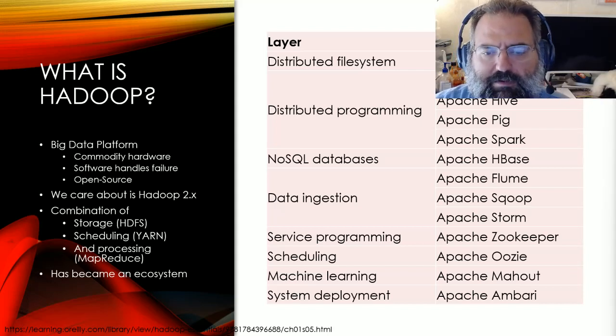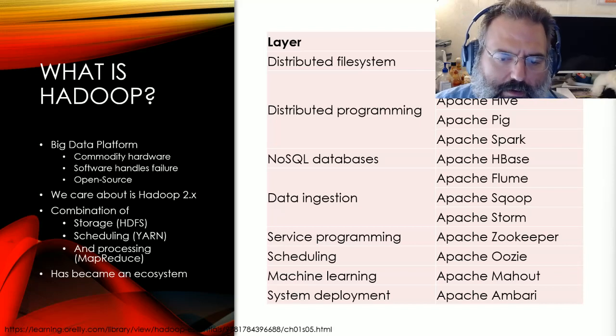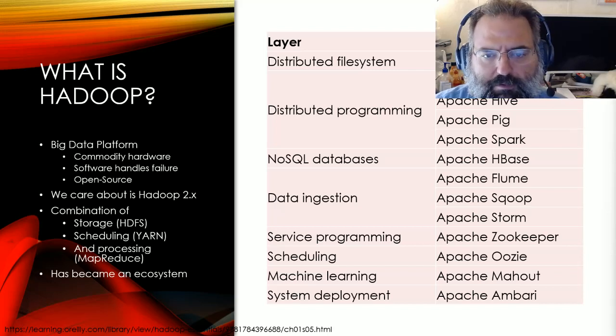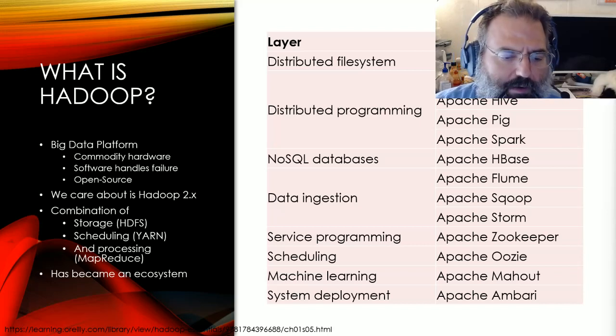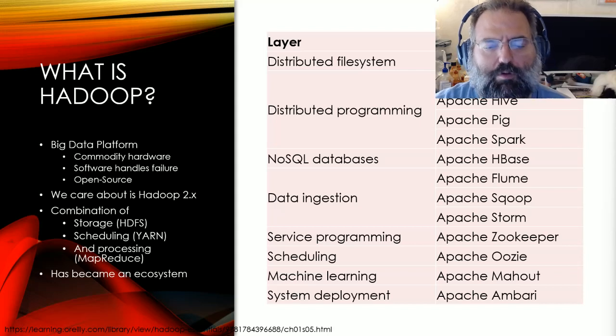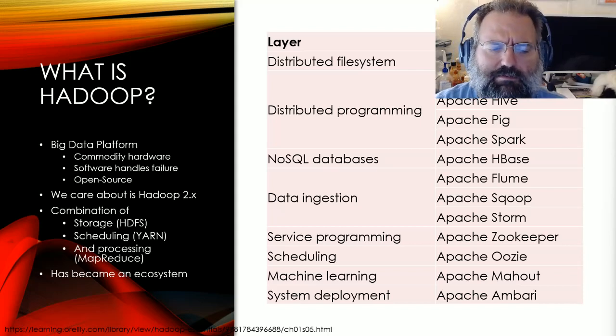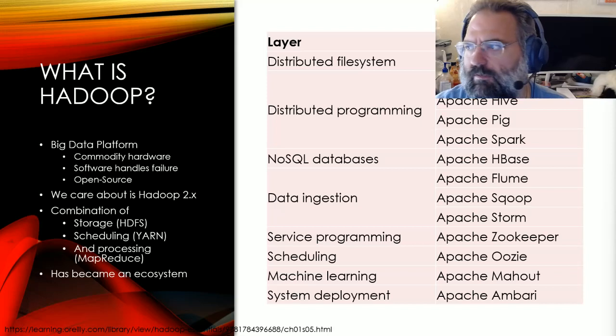And the concept of ingesting data, so Flume, Sqoop, and Storm, Storm also being potentially in the world of stream processing, which isn't necessarily spelled out here explicitly. ZooKeeper for service programming, scheduling is Oozie, machine learning, Mahout, and system deployment with Ambari. So lots of different things, and this is just some of the systems and components in that Hadoop ecosystem.